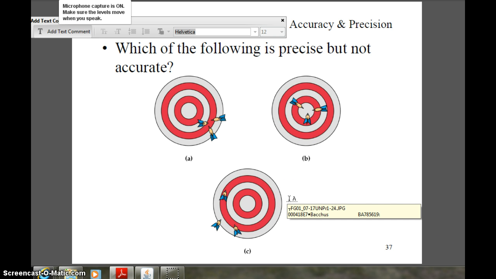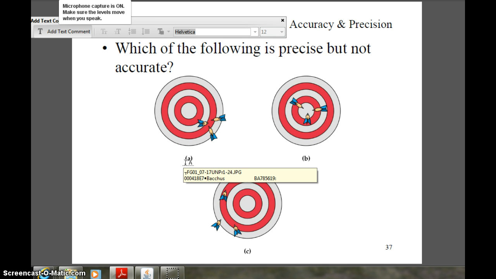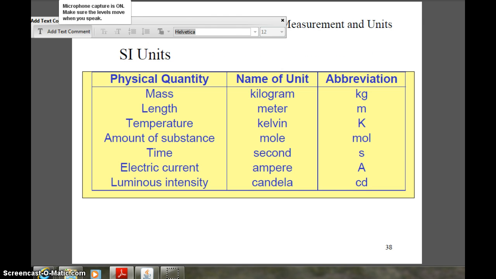So if the question is which of the following is precise but not accurate, hopefully you can see that it is going to be A. We just discussed that a couple minutes ago. B is the case of precise and accurate, and C is the case of neither precise nor accurate.